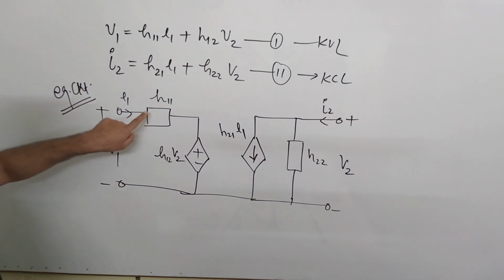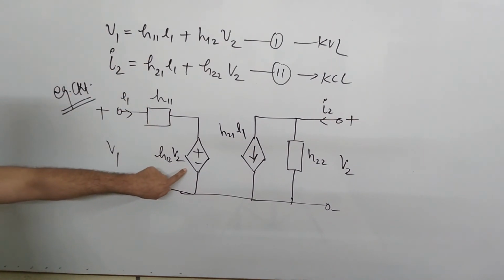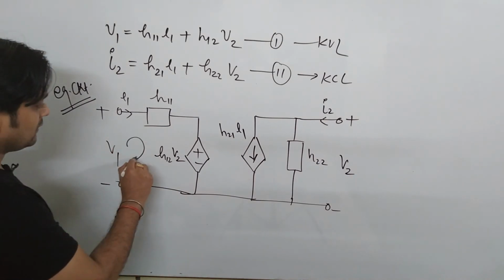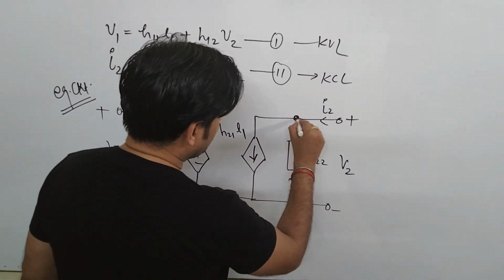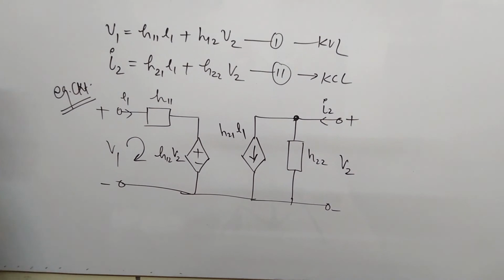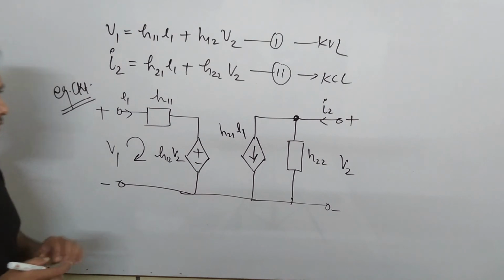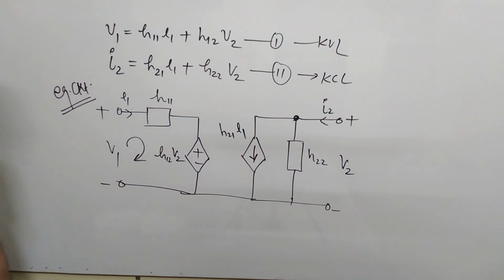V1 is equal to H11 I1 plus H12 V2. Simply if you apply a KVL equation and apply a KCL at this node, you can easily get these values. So this is very important. Just try to understand it. So this is the equivalent circuit.